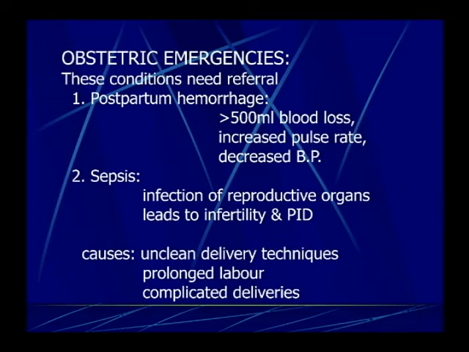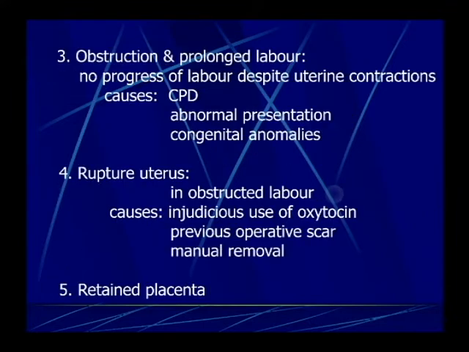Coming to what are called obstetric emergencies, these conditions need referral. Even the DAI is trained to handle complications, but there are some things which have to be referred to the higher centers when you identify them. So what are those? One, postpartum hemorrhage. What is that? More than 500 ml of blood loss, with increased pulse rate and decreased BP: refer. Sepsis, infection of reproductive organs leading to infertility and pelvic inflammatory disease (PID), leads to sepsis. Also refer. It may be because of not following the 5 cleans and prolonged labor, or complications during delivery. All this could be there.